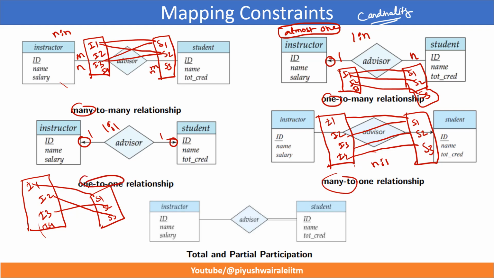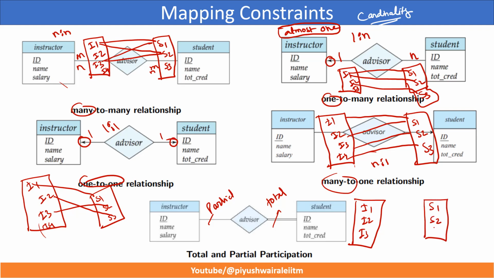Now, one more thing is about total and partial participation. Whenever there is a single line, you can see this as partial participation, and when there is a double line, it will indicate total participation. So what is partial participation and what is total participation here? Suppose let us take the same example. We have this instructor entity, say I1, I2, I3, and we have students also here, that is S1, S2, S3.